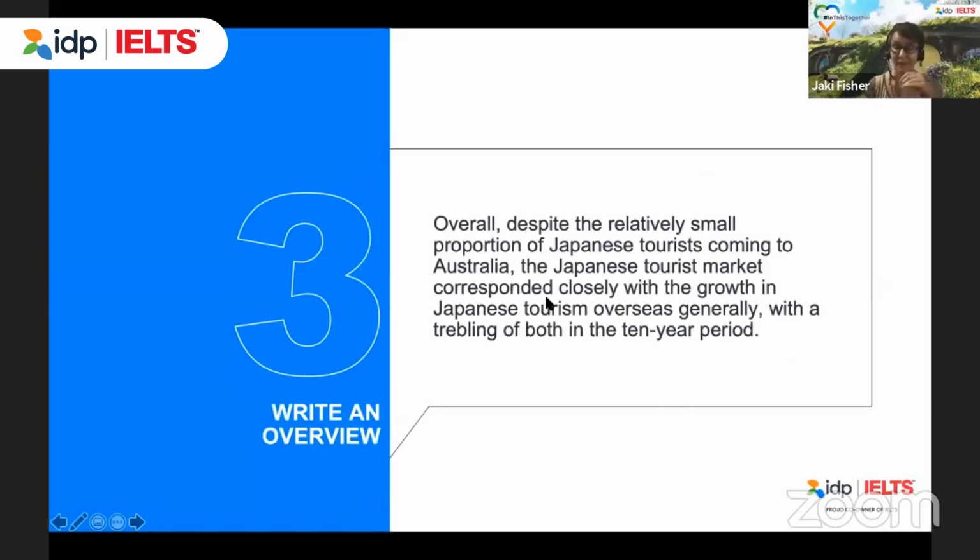Now, there's one more paragraph that we must include. You must. So the last paragraph, or it can be the second paragraph. It's up to you. I'll just say last for now. Is what we call the overview. Overall, despite relatively small proportion of Japanese tourists coming to Australia, Japanese tourist market corresponded closely with growth of Japanese tourists overseas generally, with a trebling of both. Okay, so we're just describing all the main trends in just a couple of sentences. Can you see any data here? Can you see any numbers? No, that's right. So the overview shall have no numbers.